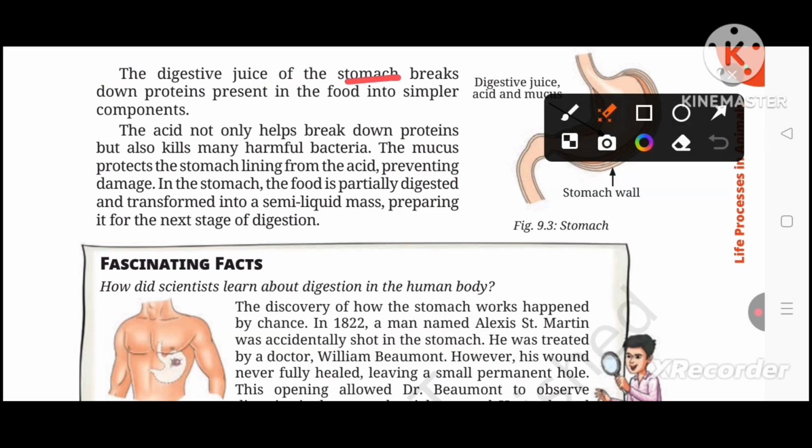The digestive juice of the stomach breaks down protein. The role of the digestive juice is given here: it breaks down the protein present in food into simpler components. The acid not only helps to break down protein but also kills many harmful bacteria.